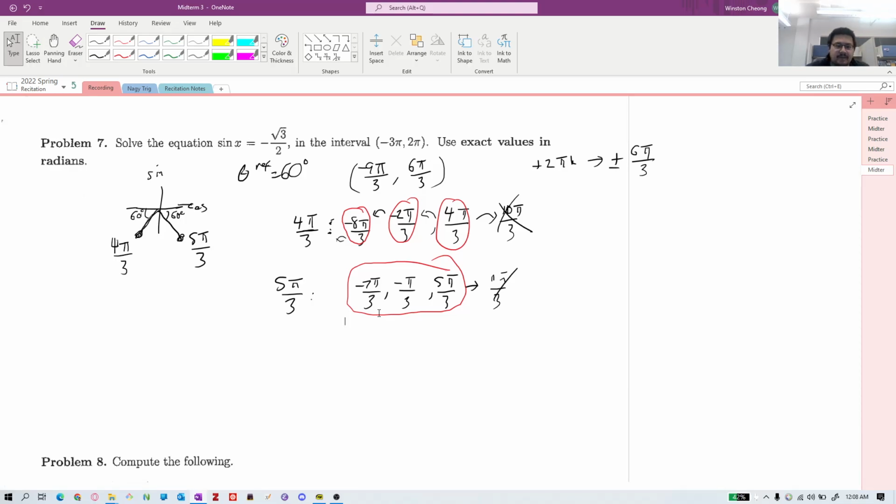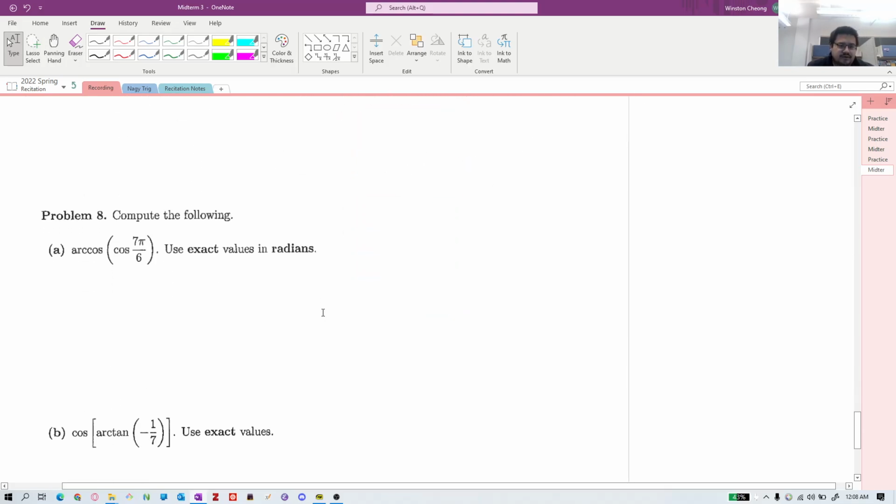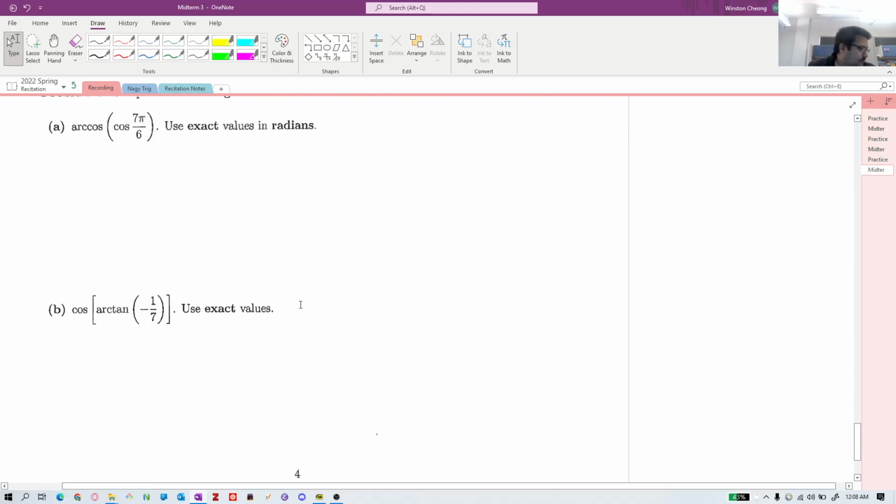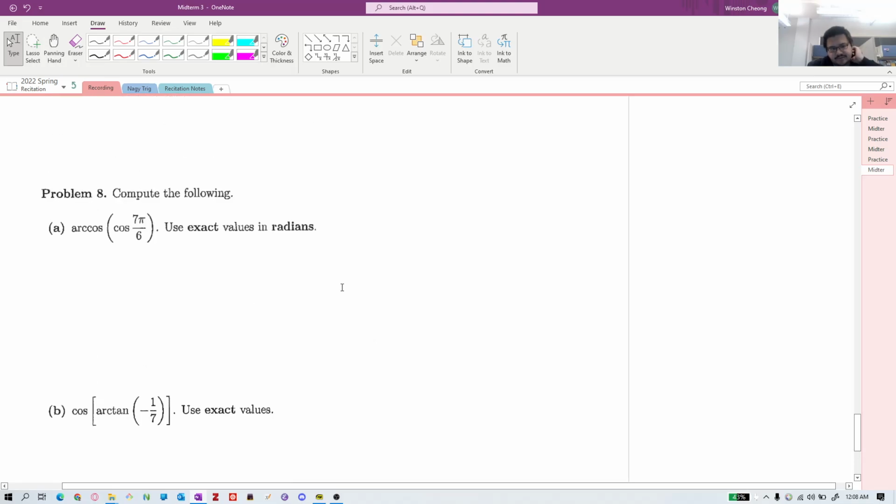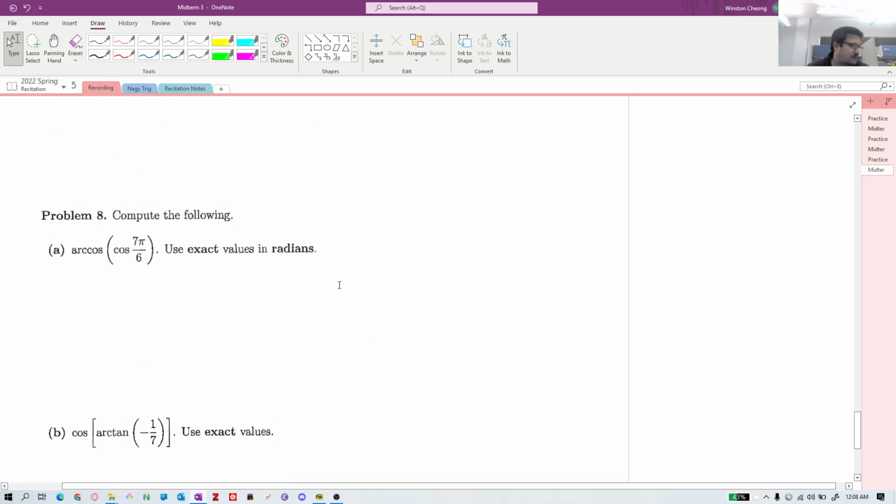Okay. All right. And this is the last problem. There's 2 parts. Notice that one is arc trig of a trig, one is trig of an arc trig. So we have those 2 different situations happening. The first one is the one where you can evaluate the inner function.